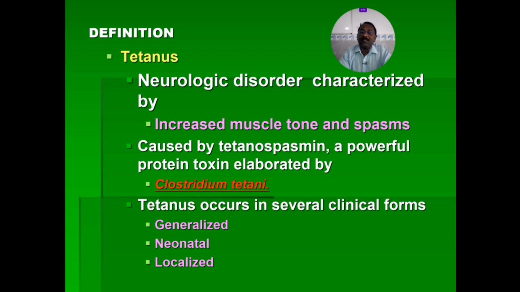It occurs in several clinical forms. There are really four forms: generalized tetanus, localized tetanus, neonatal tetanus, and cephalic tetanus. Cephalic tetanus is nothing but first it starts as a localized tetanus in that particular area, and then later it may convert into the cephalic presentation of neurological origin.